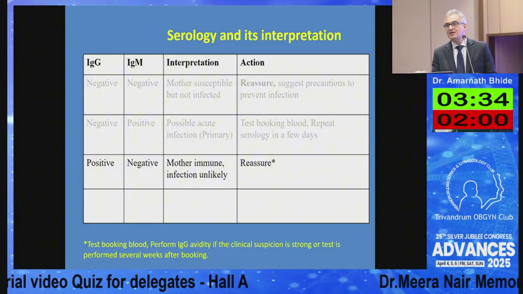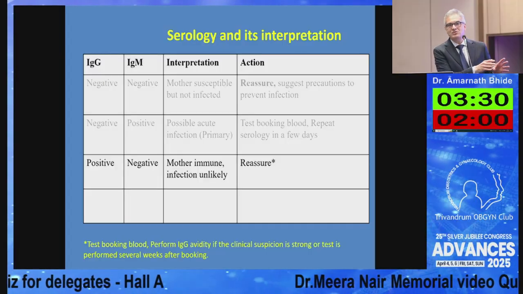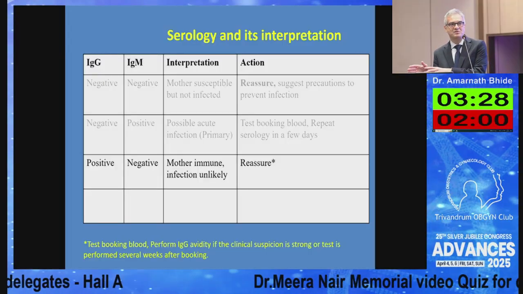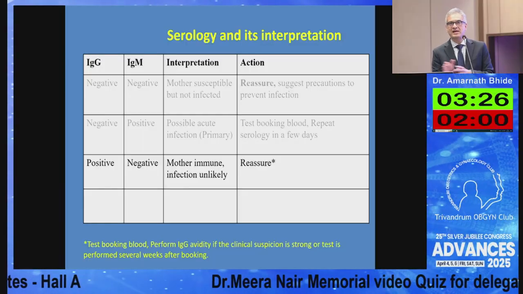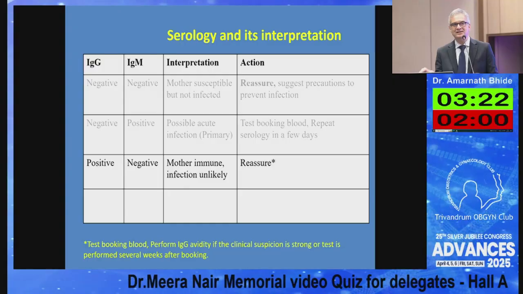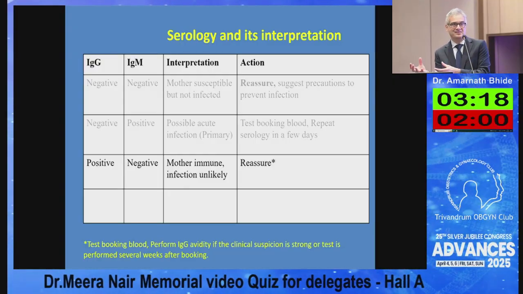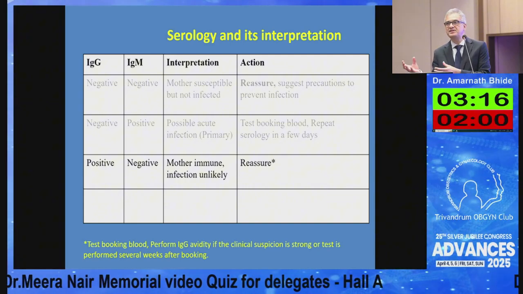But sometimes when we test it, it may be too late for the IgM to be present. IgM might have come and might have gone. So what is generally recommended is to look at the IgG and to find out how young is the IgG. Has it been recently acquired?